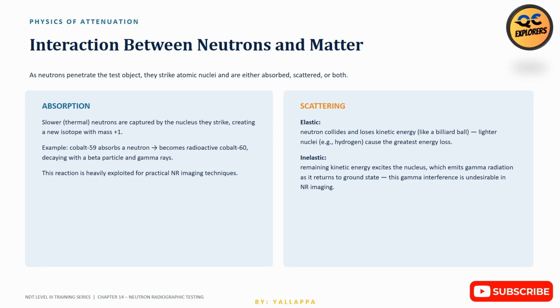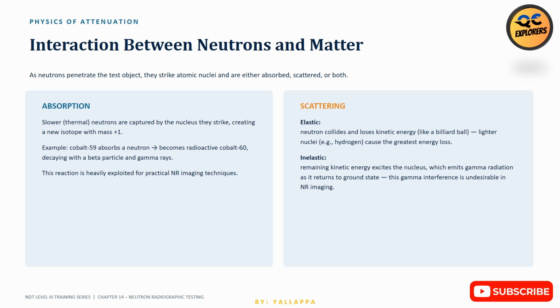For examination purposes, remember these key concepts. Absorption captures the neutron. Elastic scattering changes the neutron's direction and slows it down. Inelastic scattering excites the nucleus and produces gamma radiation. Understanding these interactions explains why different materials appear differently in neutron radiographs.